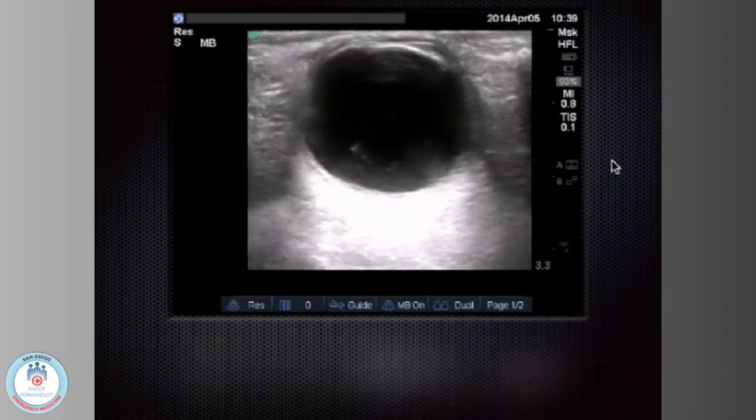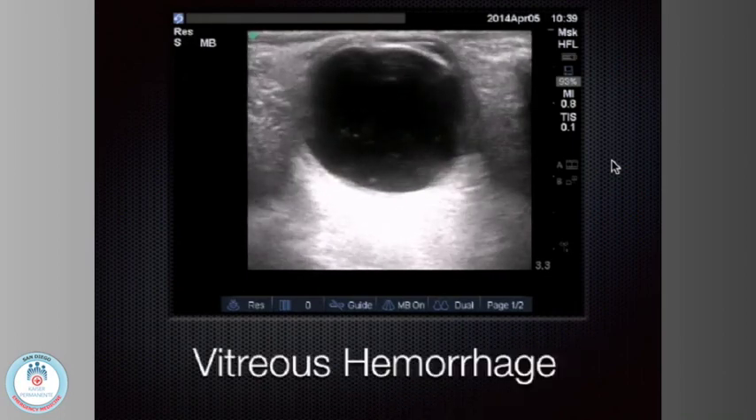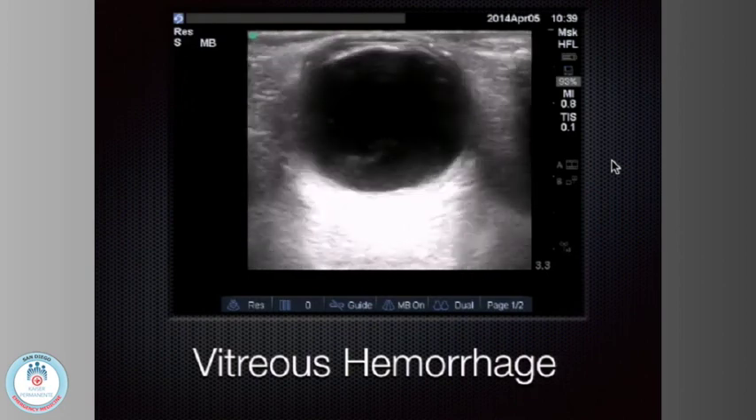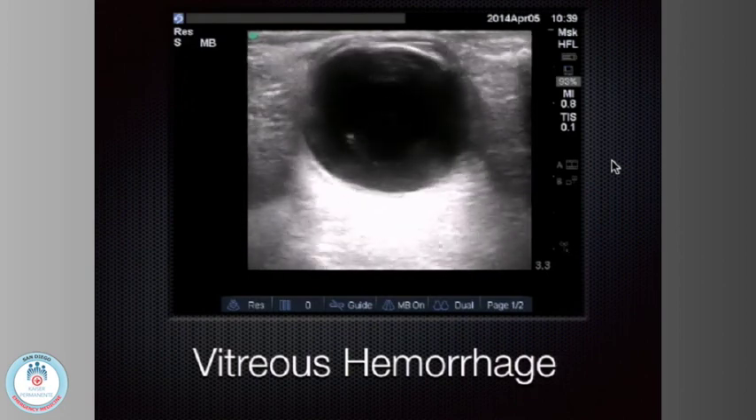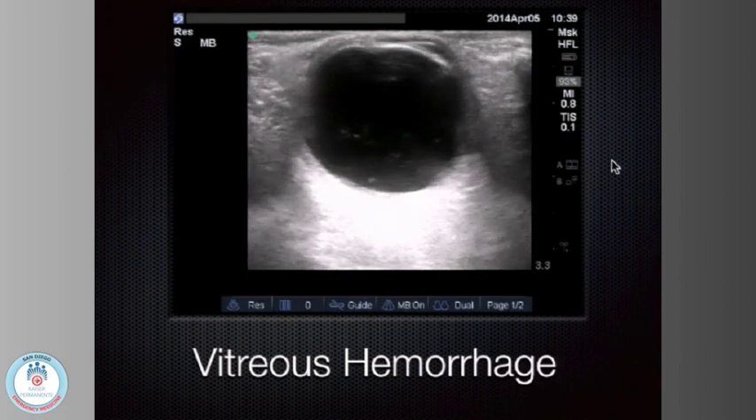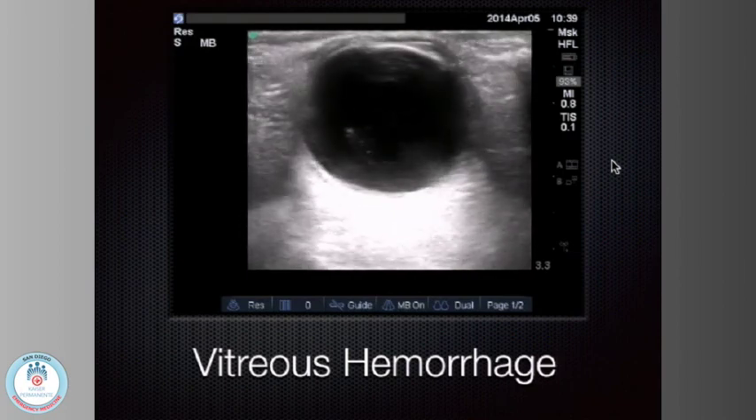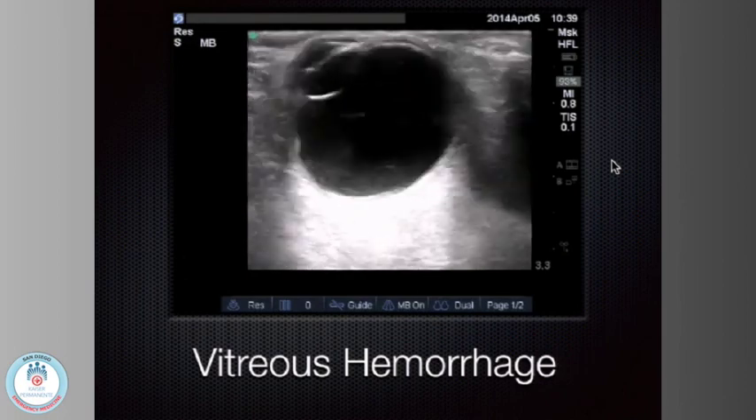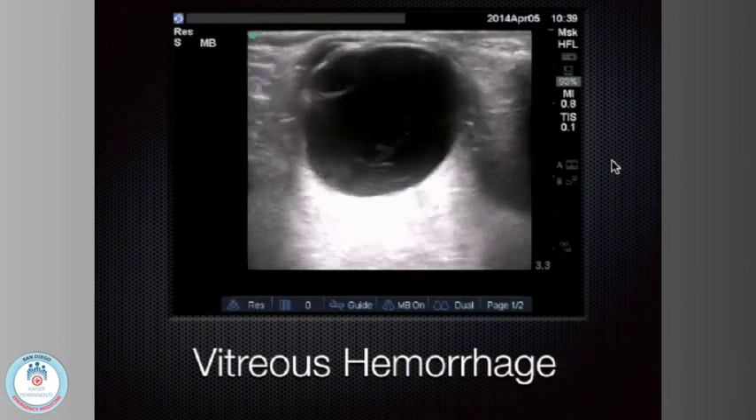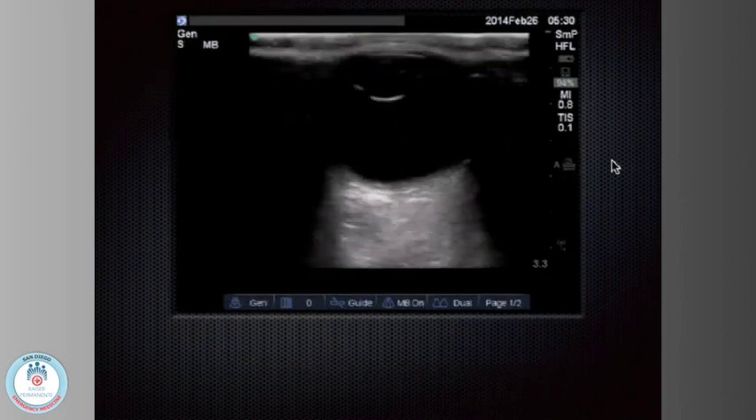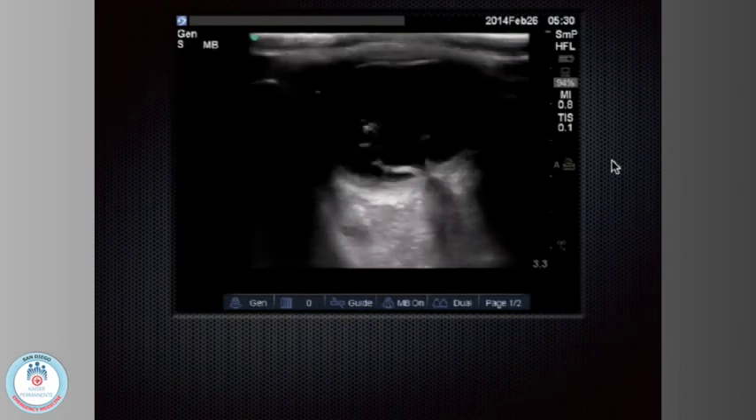So if you overgain the machine, you can see those low-level echoes there being overgained by the machine. As the patient does the kinetic exam, which is look left, look right, I tell the patient look left, look right, look left, and you'll see this like clothes in a dryer. That's what a vitreous hemorrhage looks like, clothes in a dryer, rolling around back there. But they layer out when it stops, and that's how it appears.